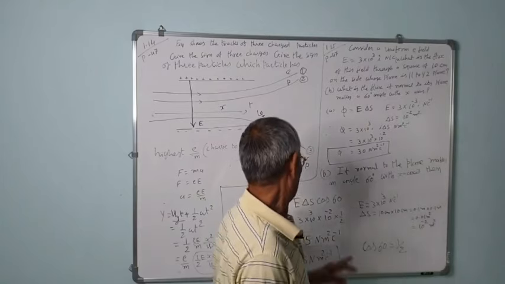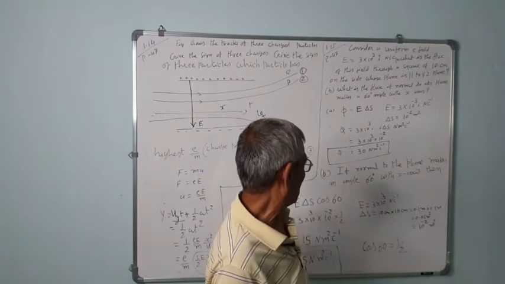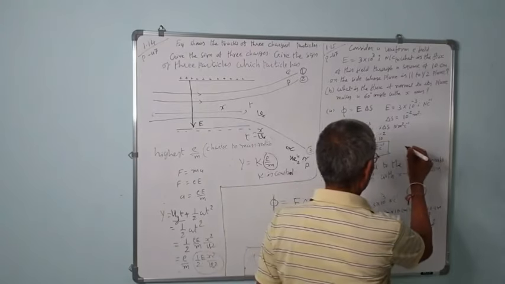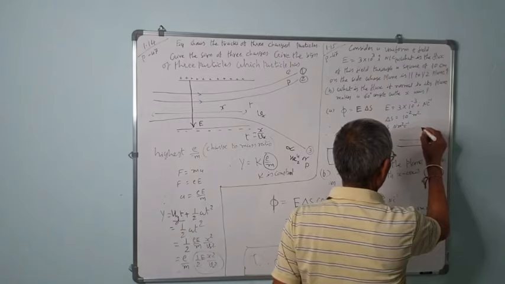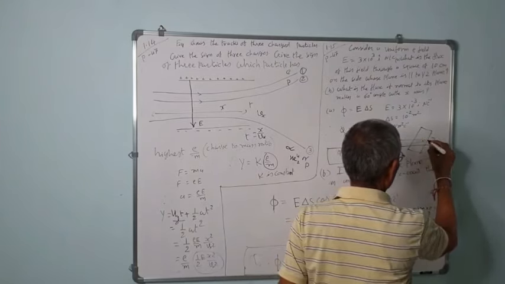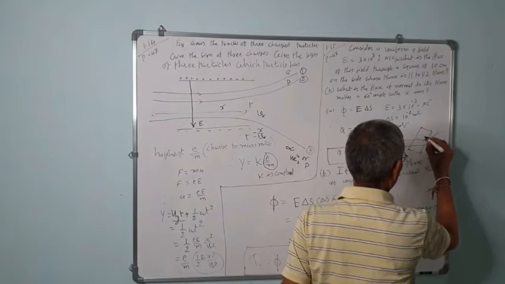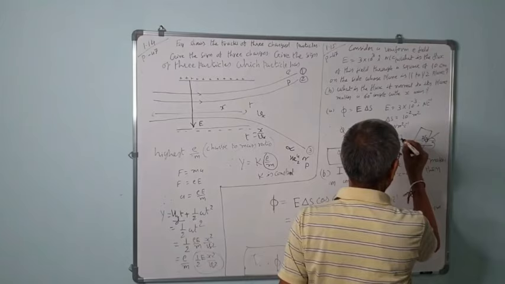Next question. If the plane makes an angle of 60 degrees, so suppose this is the electric field and the plane makes an angle of 60 degrees, the normal along this is the area vector delta S. This is the direction of E.